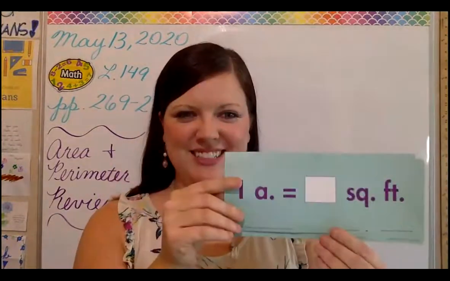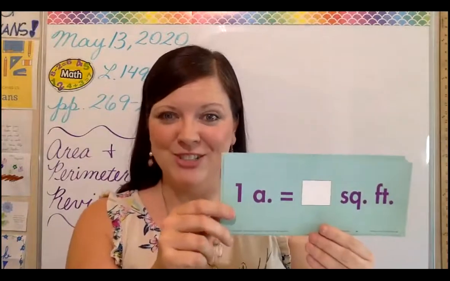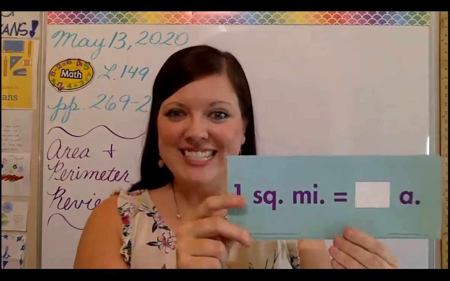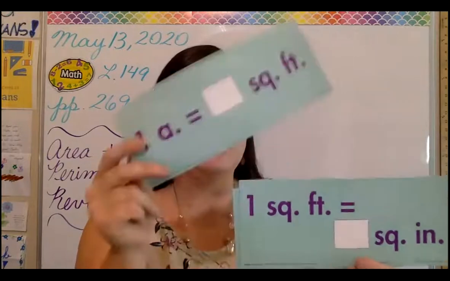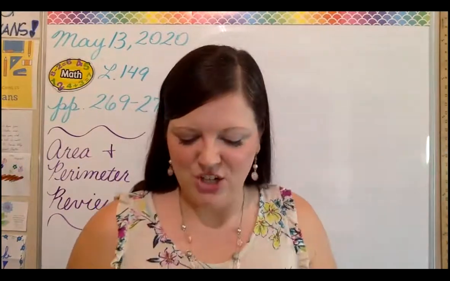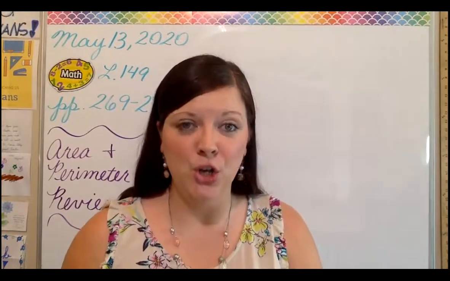Here's our big one. 43,560. Now I'm going to go a little faster. Here we go. 9. 640. 144. 43,560. Nice job. Okay, we also have been working on 4 new formulas recently.